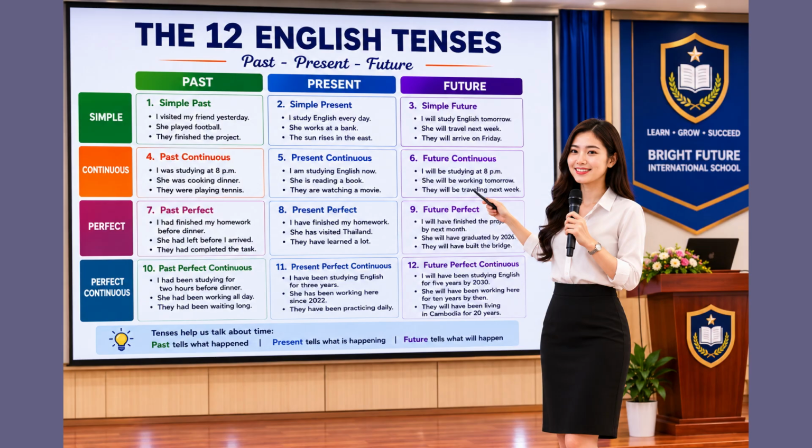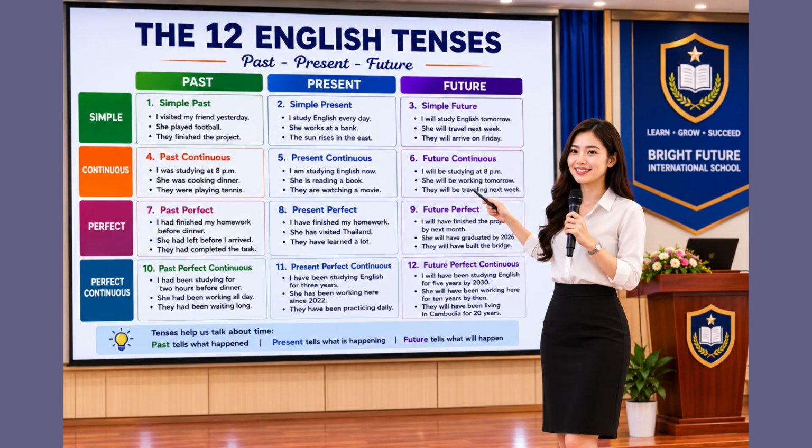Another important tip is to think about time before speaking. Before forming a sentence, ask yourself a simple question. Did the action happen in the past? Is it happening now? Or will it happen in the future? For example, if you're talking about your breakfast this morning, you should use the past tense and say, I ate breakfast at 7 o'clock.